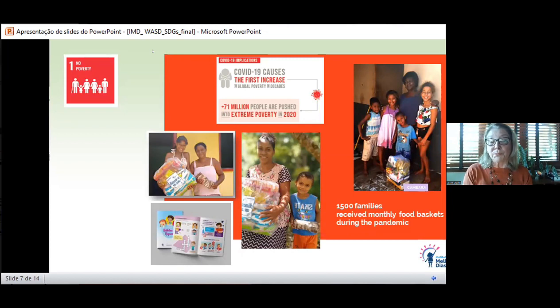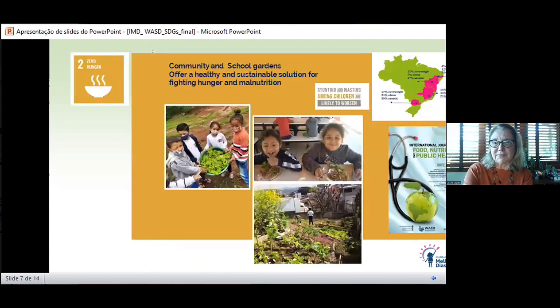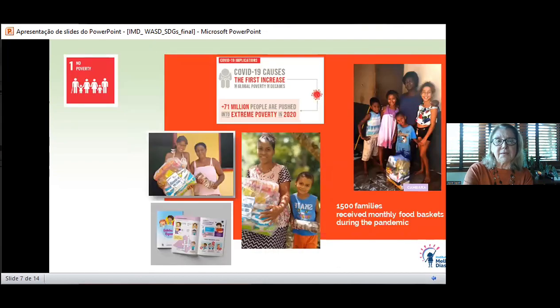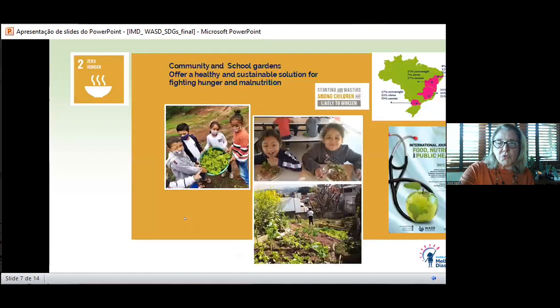So we were able, during the 2 years, to deliver monthly baskets to 1,500 families. And I can tell you that it made a huge difference in their survival. So now some of them are getting back, and kids are back at school, so they have meals at school, and the families are not so much at risk because of that. So let's go for number 2, which is zero hunger.